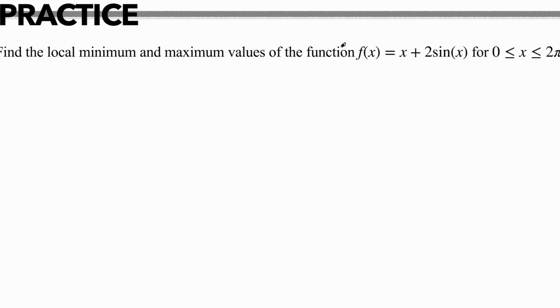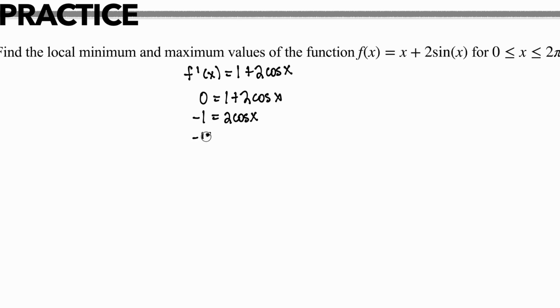Okay, for this one, the first thing, again, we always have to do is take the derivative. So the derivative of x is 1, and the derivative of 2 sine is 2 cosine. Now we set it equal to 0. So to solve, I'm going to subtract 1 and divide by 2.